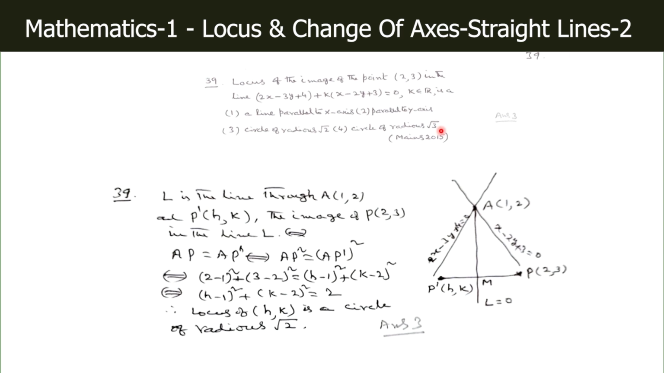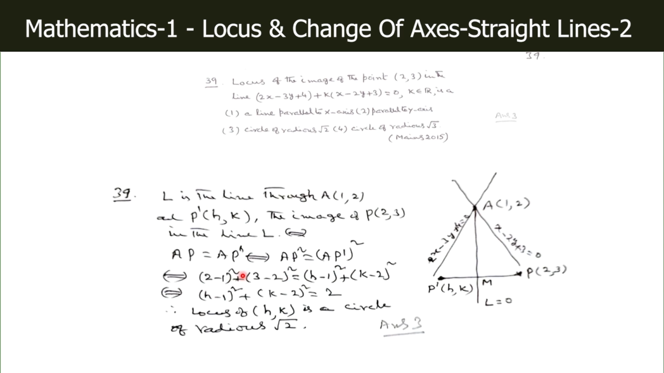Now you know that suppose the given line L is the line through A(1, 2), and P dash (h, k) is the image of the point (2, 3) in the line L. Because P dash is the image of P and A is on the bisector line, AP dash is equal to AP. Please see, P and P dash are the images of one another in the line L. So therefore AP is equal to AP dash, that is, AP square is equal to AP dash whole square.